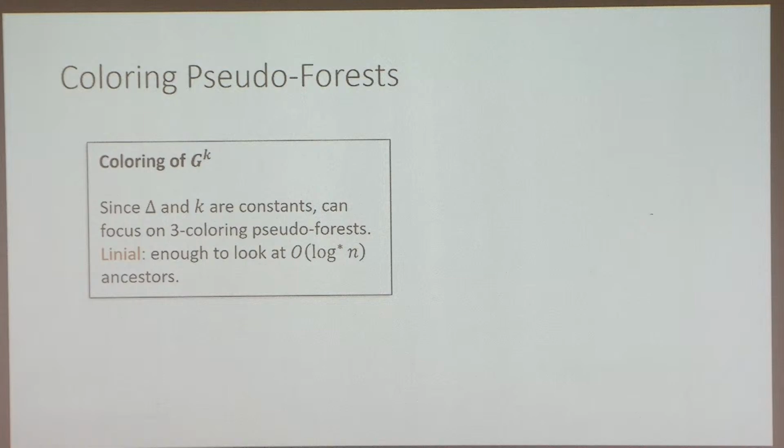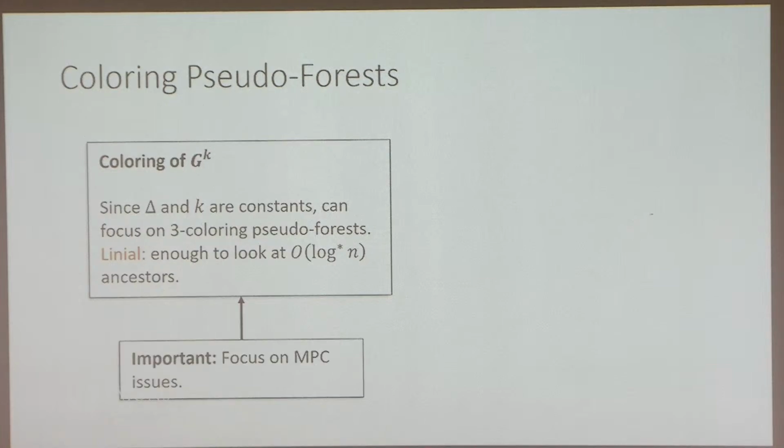Actually, we can even simplify this problem further because delta and k are constants in this case. We can reduce the whole problem into three coloring pseudoforests. You can even assume that they are rooted, even though a pseudoforest doesn't really have a well-defined root, but just think of a rooted tree. The algorithm by Linial also says that it's enough to look at log star n of your ancestors to solve this problem.